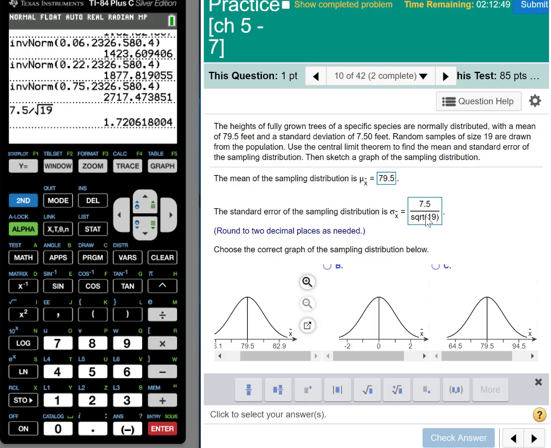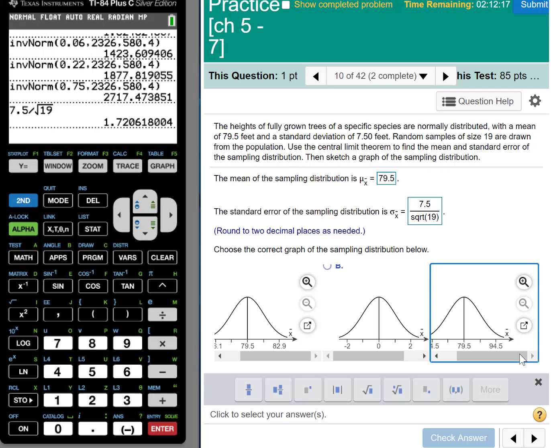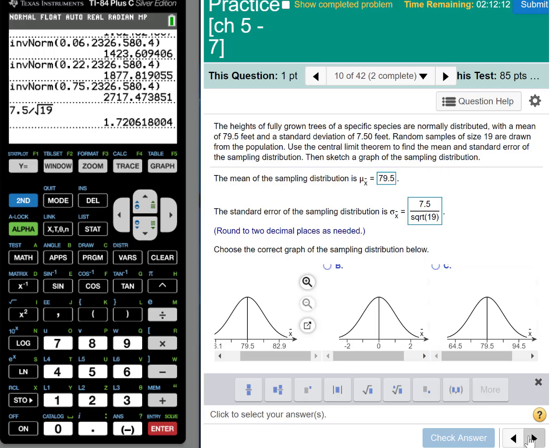It's 1.72. And if you go here, actually it is 1.7 times 3, which will give you about 5, and 79.5, if I add a 5 to it, 3 standard deviations, should take me to the end of this curve. So that would be the answer. This one is 79.5. If you add about 5 to it, it should give you 84.5. But you can see before the tail there is a 94.5. So it can't be this one. All right. Next question.